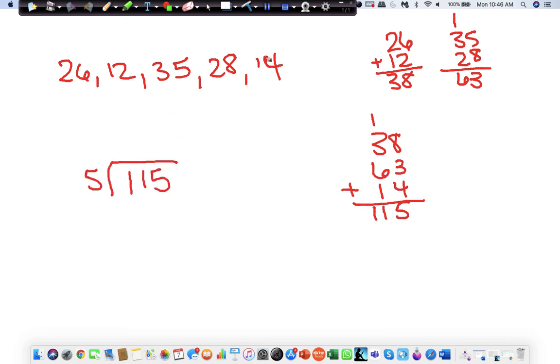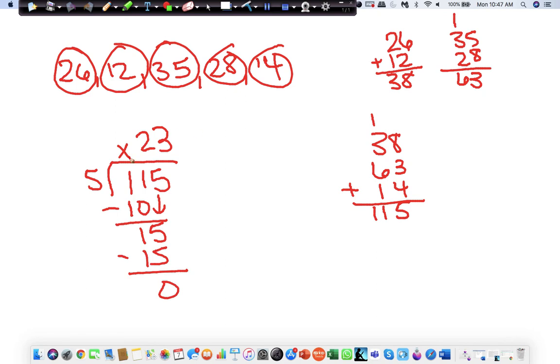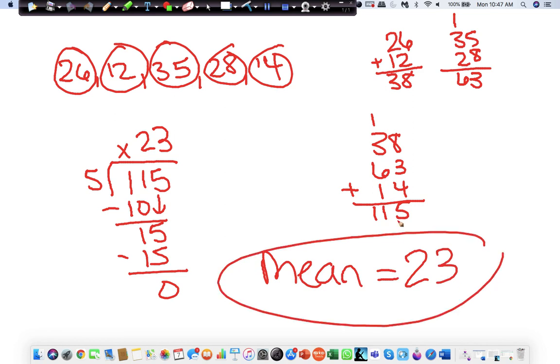So we add up all the numbers and divide by how many numbers you have. So we have 1, 2, 3, 4, 5. That is why we are dividing by 5. 5 cannot go into 1, but it goes into 11 2 times. 2 times 5 is 10. Subtract and we get 1. Bring our 5 down. 5 goes into 15 3 times. 3 times 5 is 15. And subtract and we get 0. So our mean equals 23. That's important here.